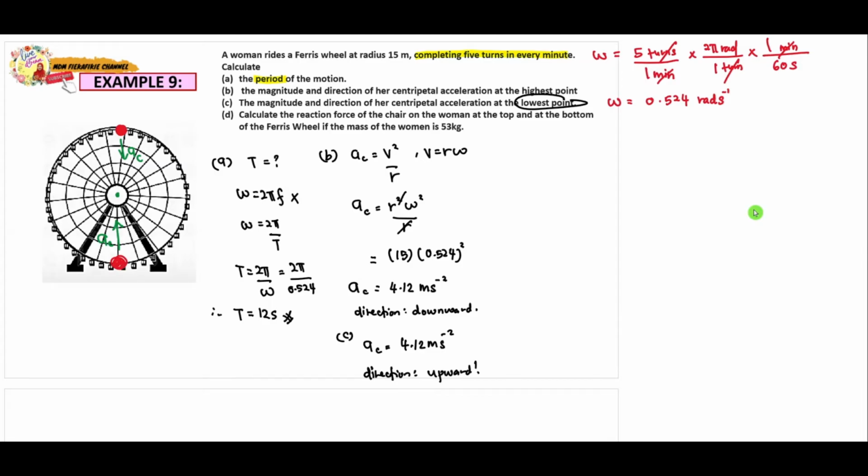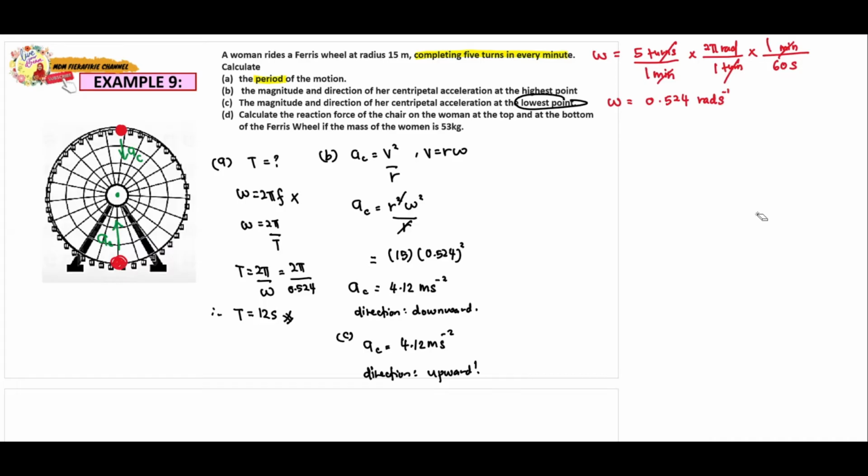Okay, remember that centripetal acceleration is equal to V squared over R. So dekat atas ataupun dekat bawah, the value of the centripetal acceleration is the same. Boleh? Okay, so question D, we want to calculate the reaction force. Reaction force of the chair on the woman means that the normal force.